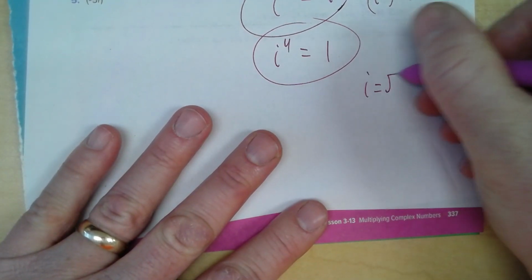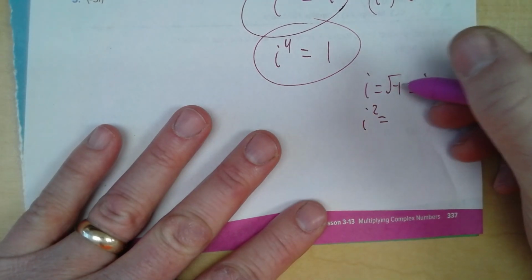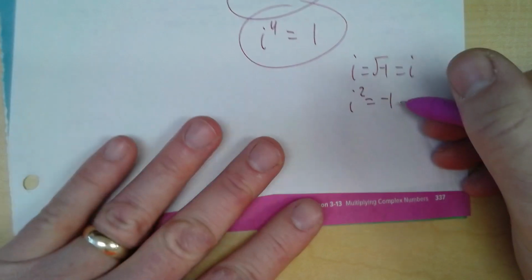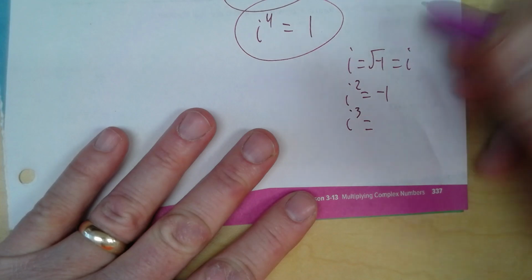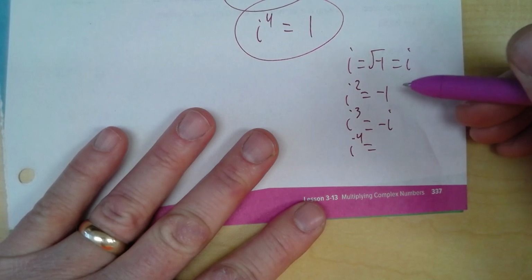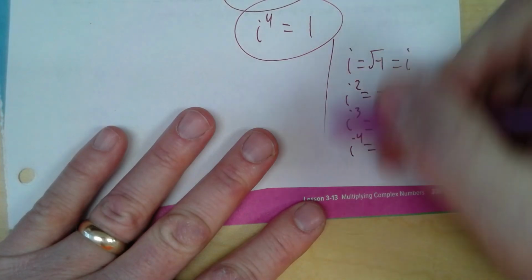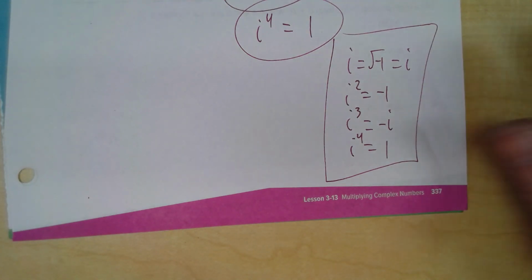So here they are again. i is equal to the square root of -1, which is just i. i squared is this times itself, which would be -1. i cubed is -1 times i, which is -i. And i to the 4th power is -1 times -1, which is 1. So these are up on the board behind where I sit normally.